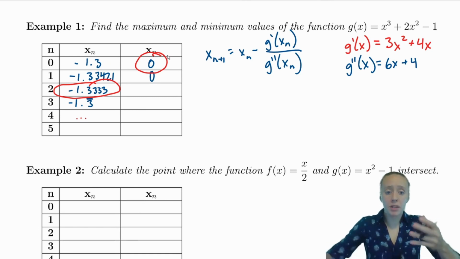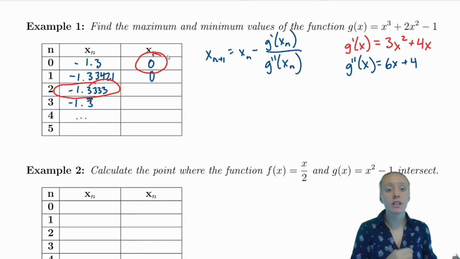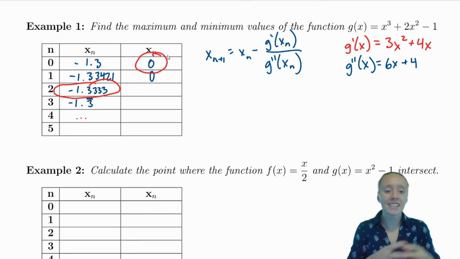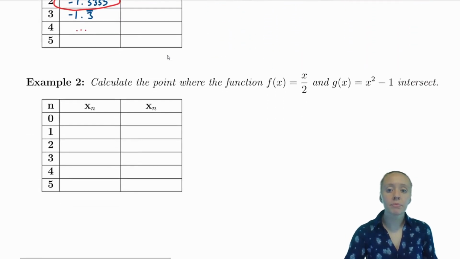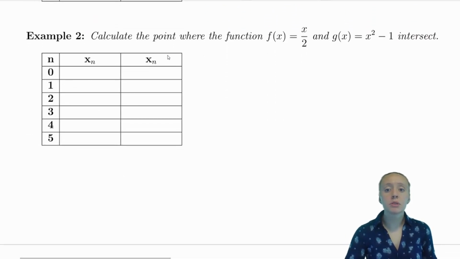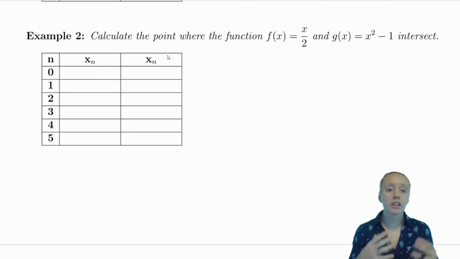So that's another way we can use Newton's method. We can use it to find the roots of the derivative, which will tell us the mins and maxes of our original function. And another way to use Newton's method, we're going to, in example 2, calculate the point where the function x over 2 and our function x squared minus 1 intersect.